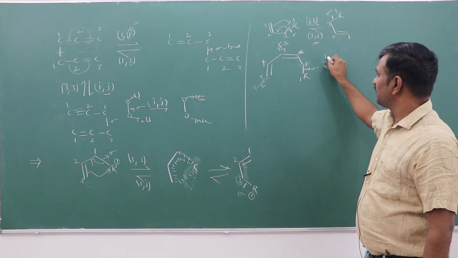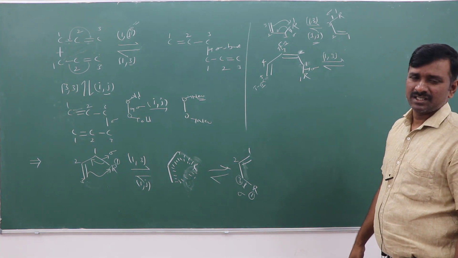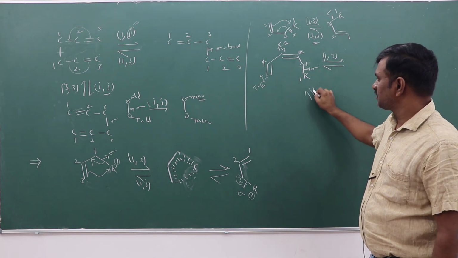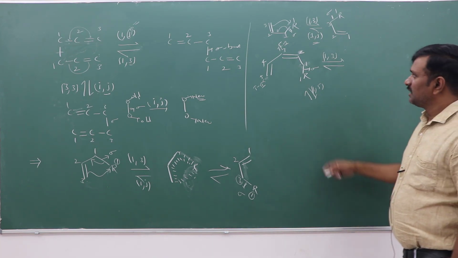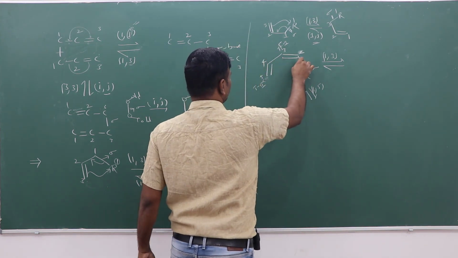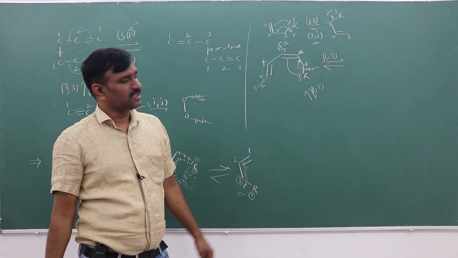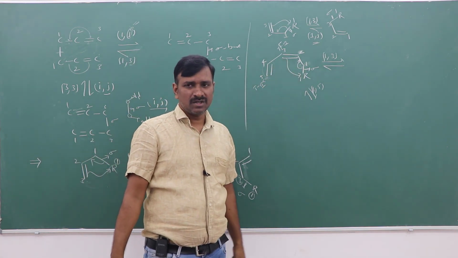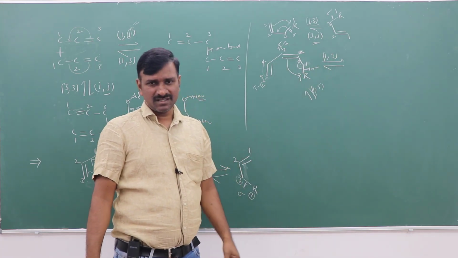Suppose the migrating group or atom moves from 1 to 3. A 1-3 shift takes place. What will be happening if a 1-5 shift takes place? In a 1-3 shift, this double bond is not changed. The double bond position is not changed, which means the pi electrons are not involved. Only one pi bond and one sigma bond are involved, that means sigma 2 and pi 2, so 4 electrons. 1-3 means 1 plus 3, which is 4. This is a 4 pi system.